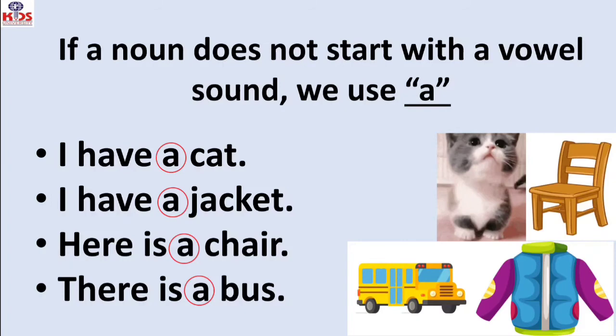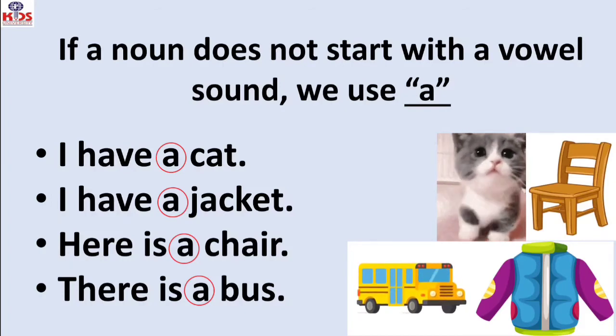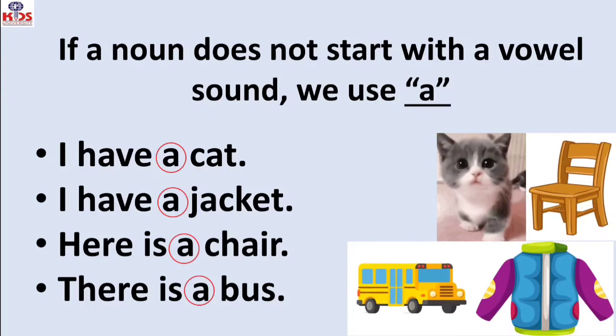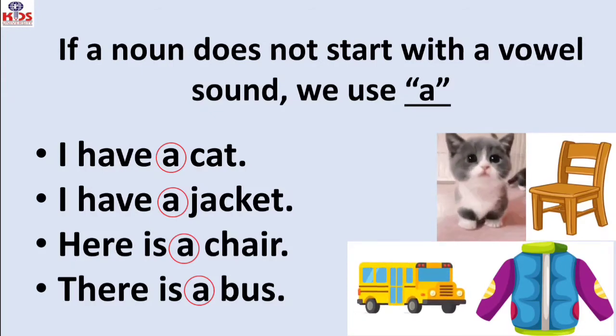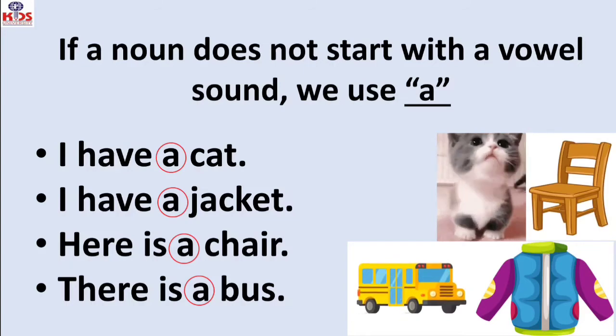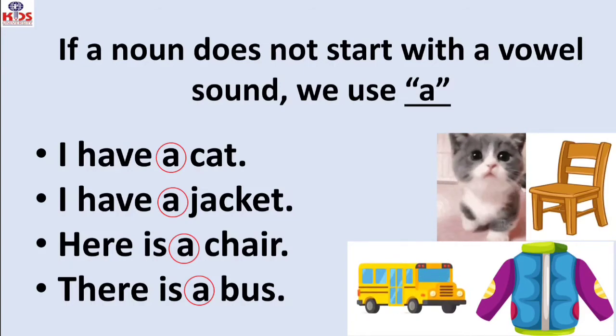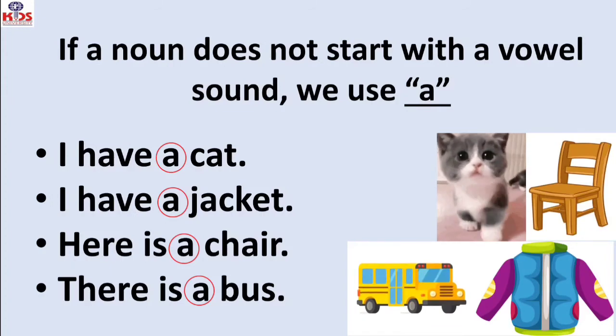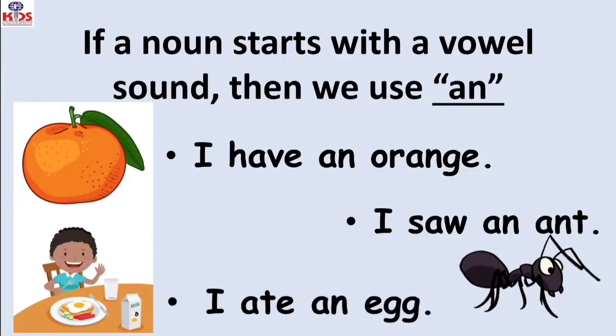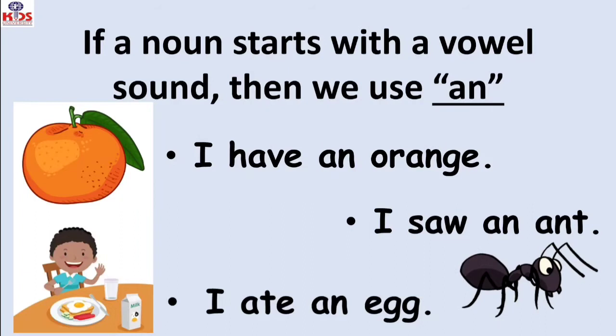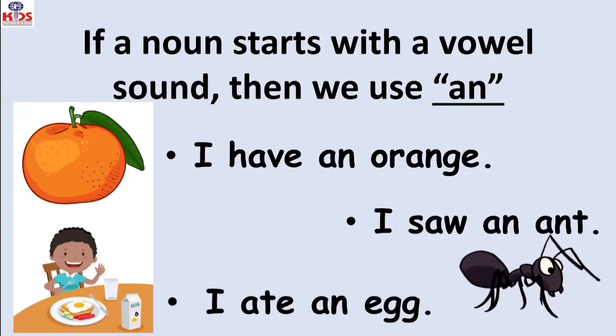But why have we used a in every sentence? That is because these words do not start with a vowel sound. That's why we have put a before every noun. But if a noun starts with a vowel sound, then we use an. I have an orange. I saw an ant. I ate an egg. Here we have used an in each sentence.